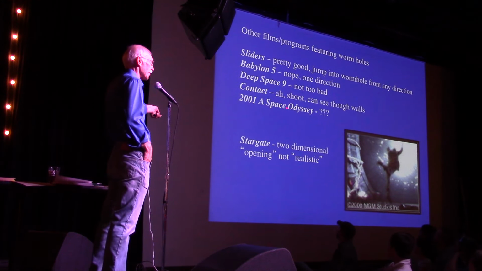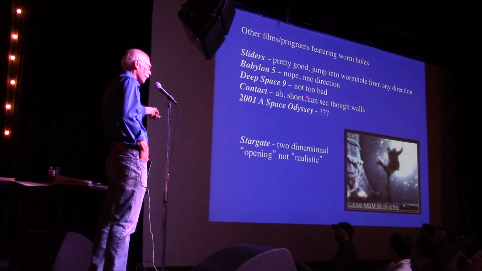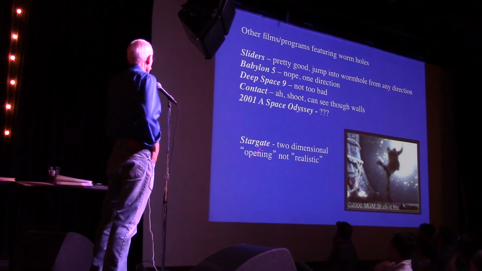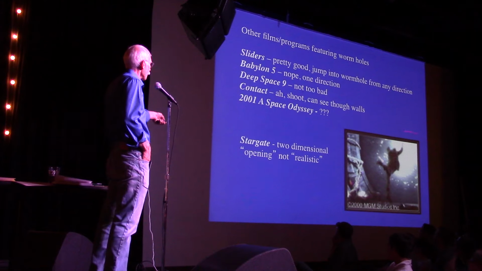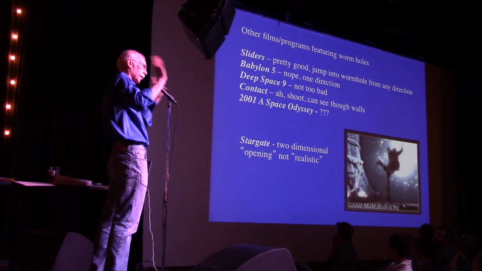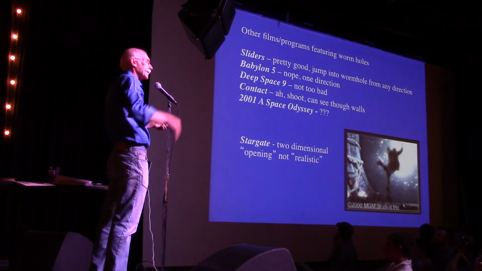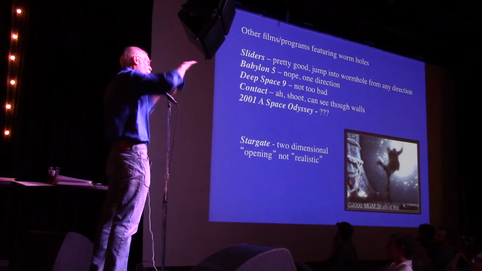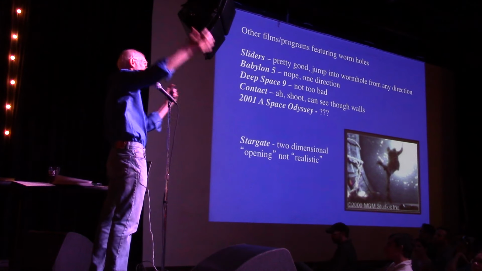2001: A Space Odyssey, the obelisk was actually a wormhole of an odd shape. But who knows what went on there? Nobody's ever understood. And then just a comment about Stargate, wonderful program, but the idea that there's a two-dimensional opening through which they jump there, that's okay, but it's not an Einsteinian Kip Thorne wormhole. That would be a spherical thing that you would want.